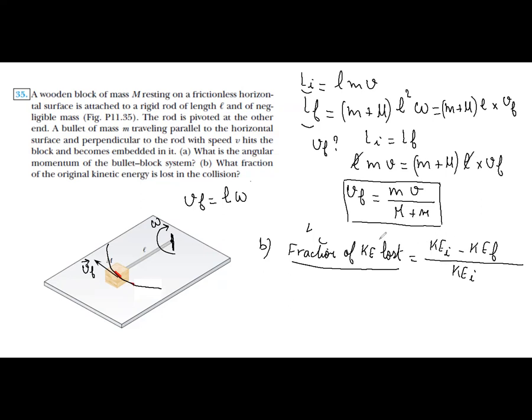Initially we have only translational kinetic energy, which is m divided by 2 times v squared, v initial. At the final state, we have a pure rotational motion, so we have I of the system divided by 2 times omega squared.